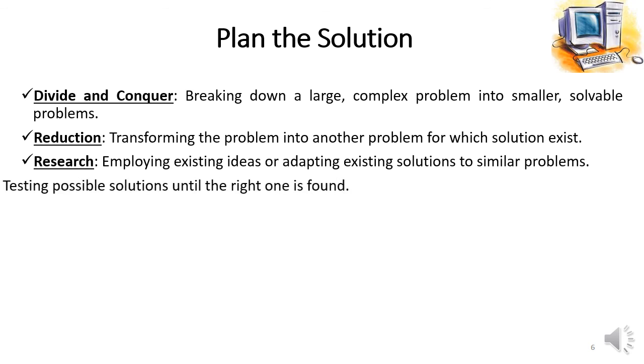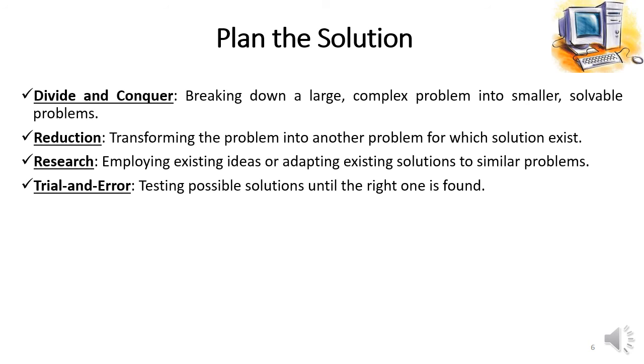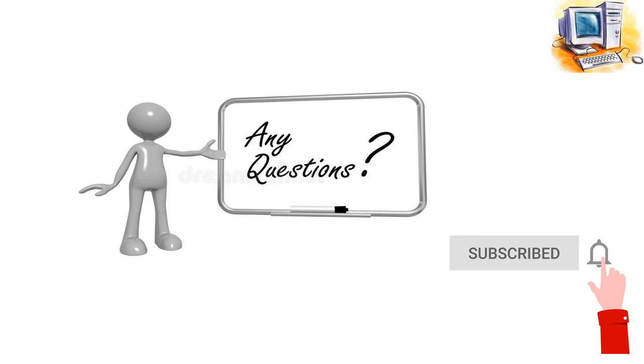Trial and error, testing possible solutions until the right one is found. Sometimes we have multiple solutions for solving a problem, but we don't know which one is the best one. So in that case, we have to test all the possible solutions until we find the best and the most optimum solution for the problem. That technique is called trial and error. These are the techniques for solving the problem.